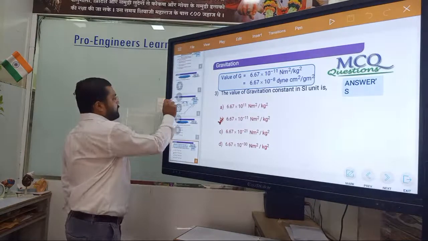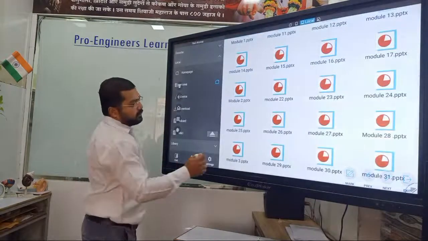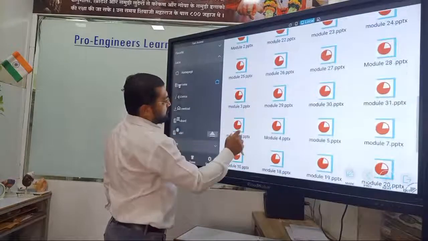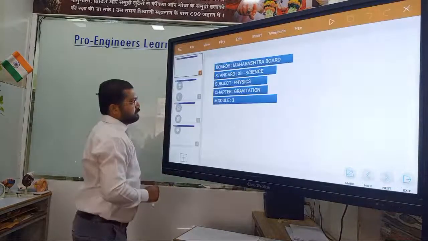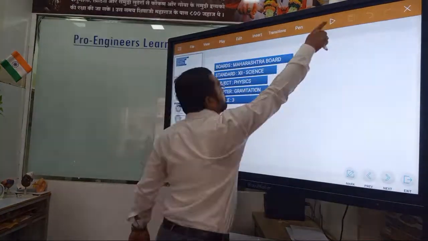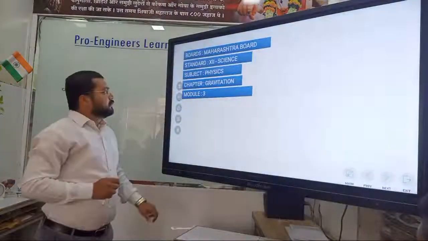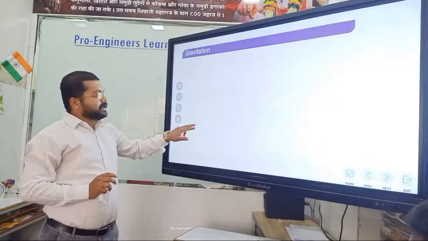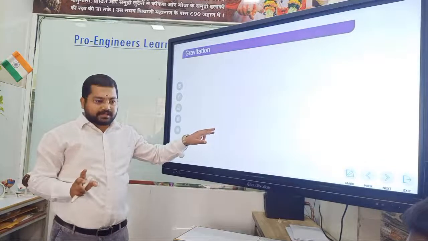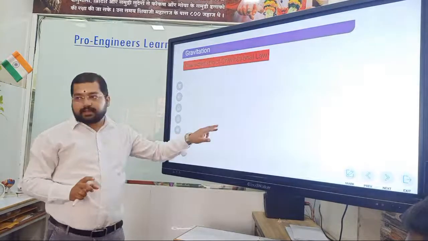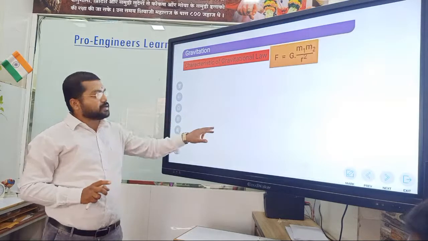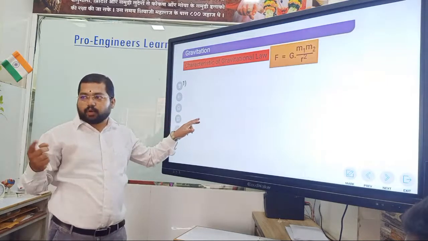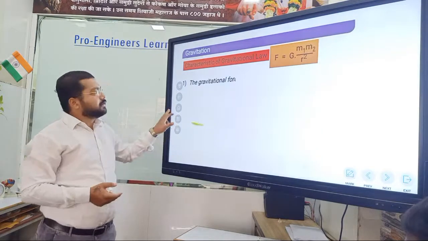So now it's time to go for model number 3. Today we are going to complete gravitation. Nearly 30 models are there, so we will conduct it in different parts, 1, 2, 3, with 3 models considered in each part.